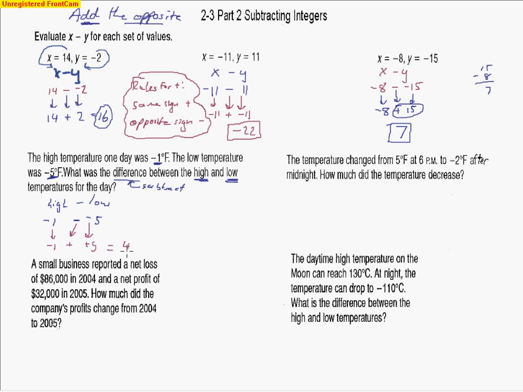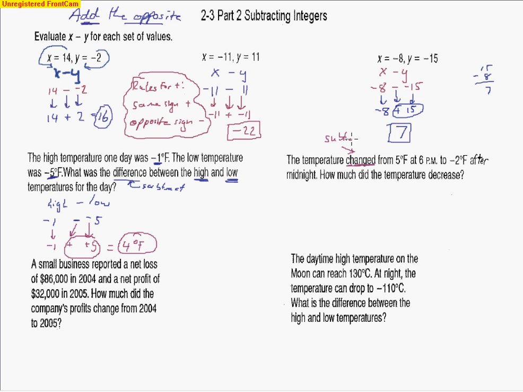Now is it positive or negative? Well, there's more positives than there are negatives. So that's why it's a positive 4 degrees Fahrenheit. So that was the difference between the high and the low. Well, here it says the temperature changed. Changed means that we're going to end up subtracting.